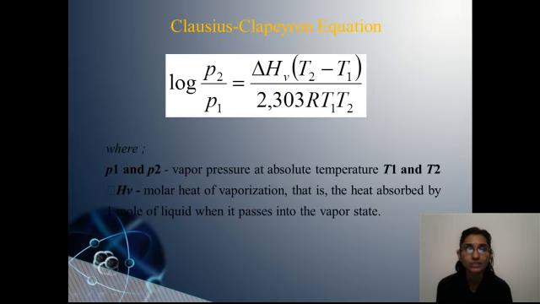Vapor pressure can be calculated through the Clapeyron equation stated on the slide, where P1 and P2 are the vapor pressures at absolute temperatures T1 and T2, while delta HV is the molar heat of evaporation, that is, the heat absorbed by 1 mole of liquid as it passes into the vapor state.